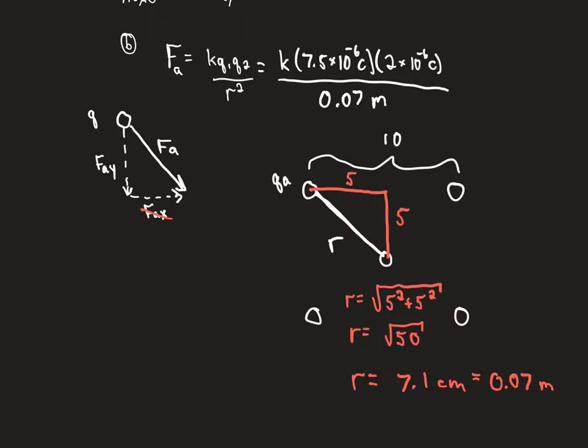That just gets me FA though. I want FAY. How do I find FAY from FA? What else do I need in this triangle? There's a couple things I could get. If I had FAX, then I have all 3 sides and I could figure out FAY. What else can I find? Angles. If I had this angle, what trig function could I use? Sine or cosine. If I use this angle right here, is FAY adjacent or opposite to the theta?